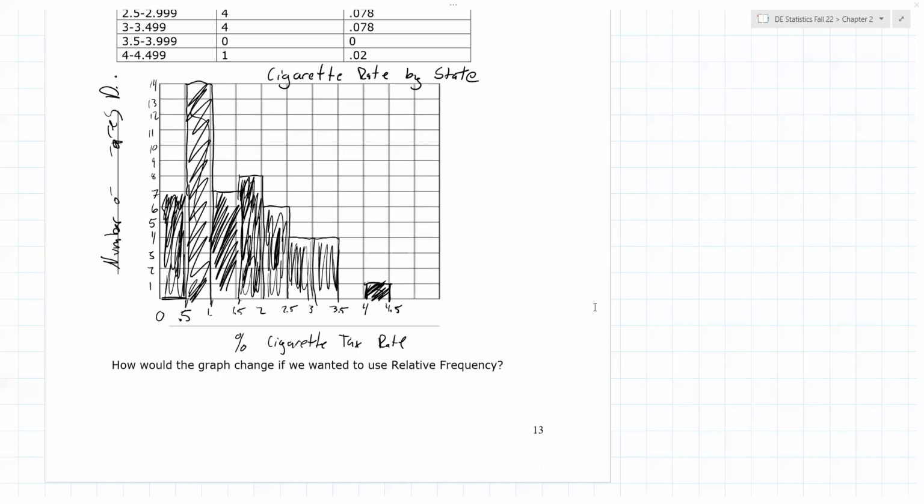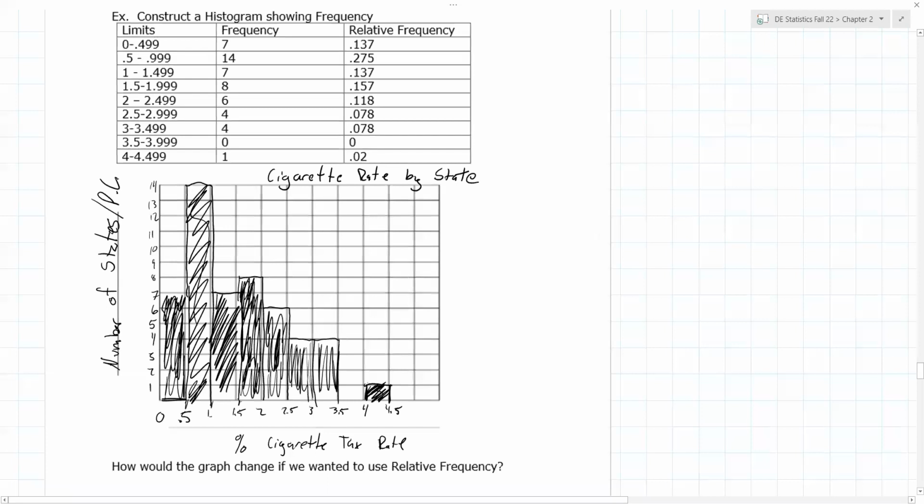All right, and this is roughly what your graph should look like. I don't know what happened here. This should say number of states. Number of states / District of Columbia.